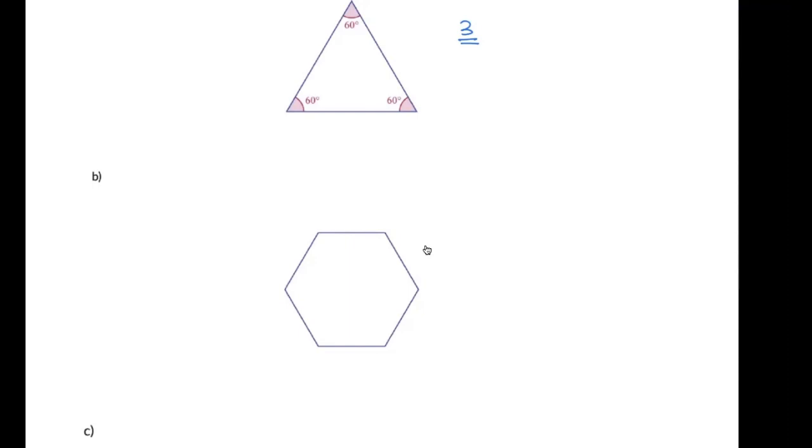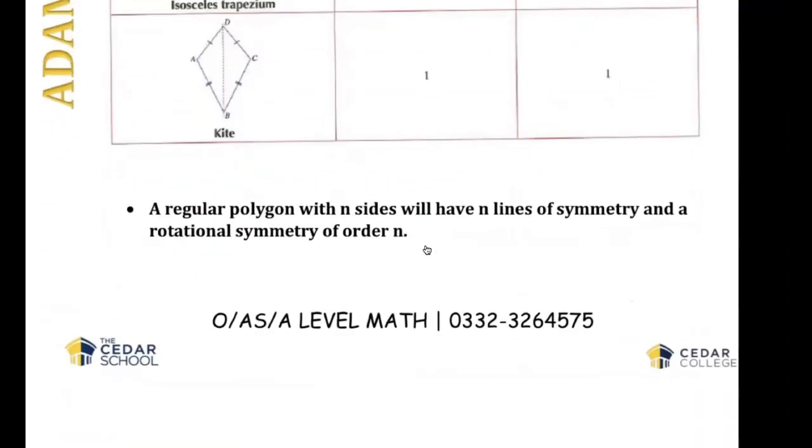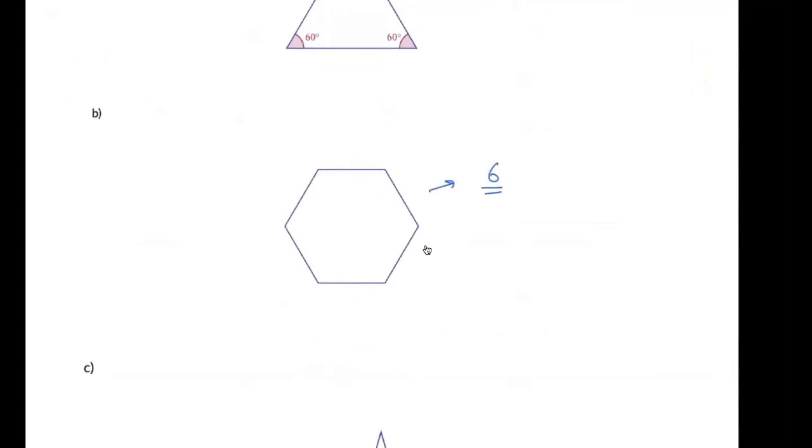So what's going to be the order of rotational symmetry? 4. The order of rotational symmetry is going to be 6. Please remember that a regular polygon with n sides will have n lines of symmetry and an order of rotational symmetry of n. So it's a regular hexagon, so it will have the order of rotational symmetry of 6.